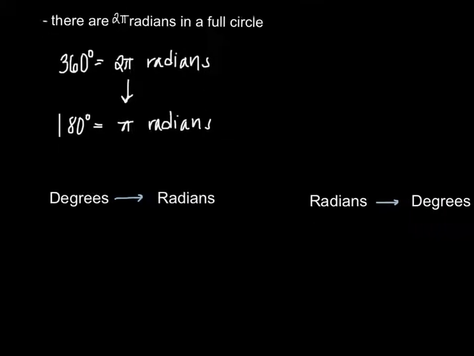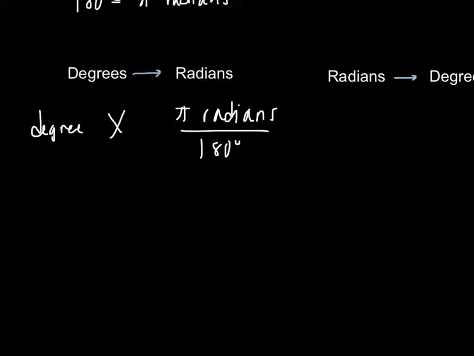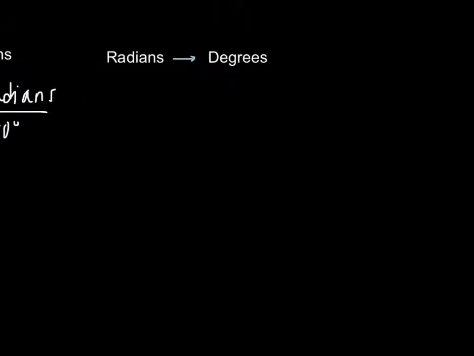So when we're going from degrees to radians, we multiply our degree by pi radians over 180 degrees. This is our conversion factor. And similarly with radians to degrees, we multiply our radians by 180 over pi radians.